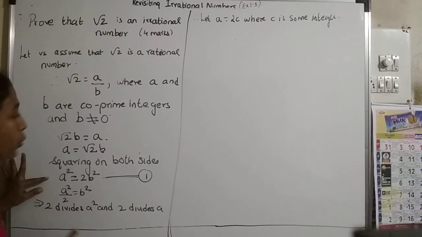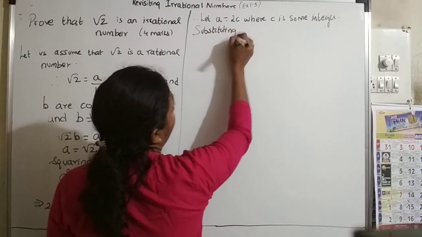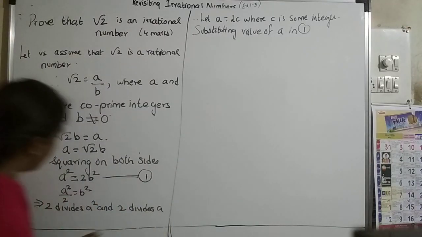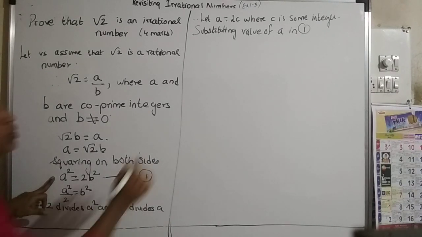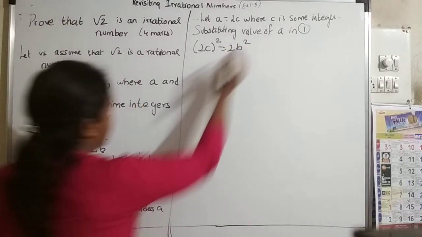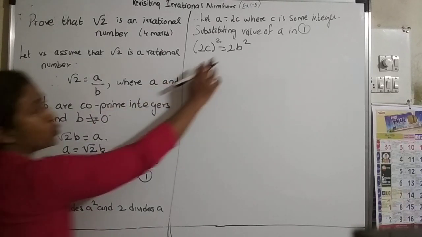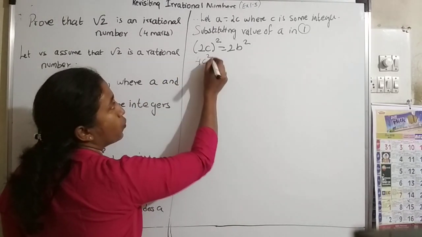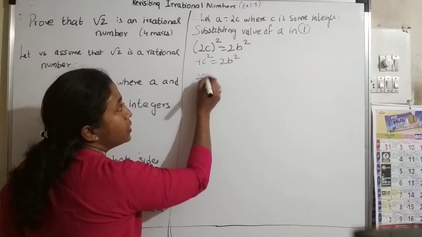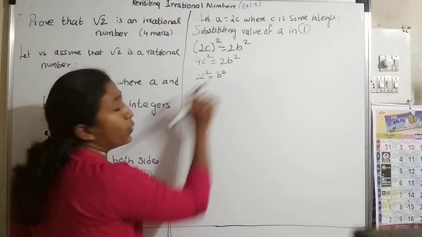I'll mark this equation 1. So what will you get? Substituting the value of a in 1, what do you get here? Instead of a, I'll substitute the value: 2c square equal to 2b square. Just check here, instead of a, I have substituted 2c. So it is a square, so 2c the whole square equal to 2b square. So we get 4c square equal to 2b square. This 2 goes here, cancels. So we have got 2c square equal to b square.